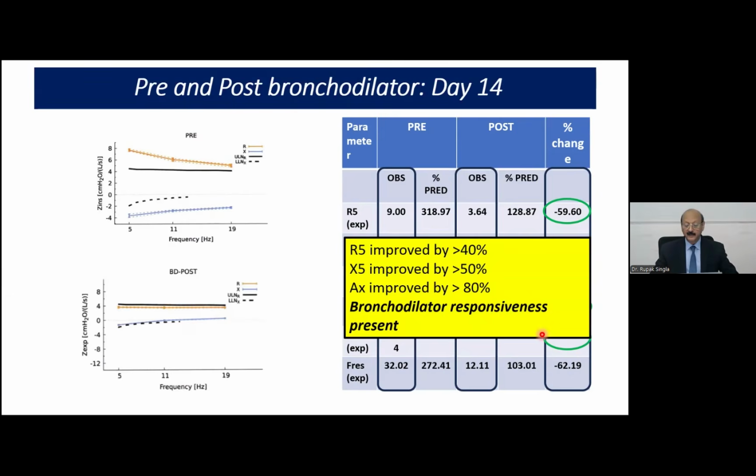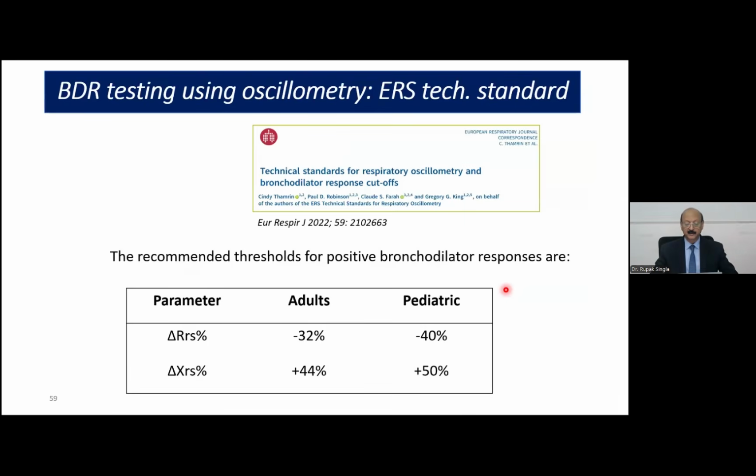And conventionally, it is said that when R5 improves by 40%, X5 improves by 50%, and AX improves by more than 80%, then we say bronchodilator responsiveness is present. And a recent article in the European Respiratory Journal has defined that a minus 32%, that is a reduction in resistance by 32%, or an increase in the reactance by 44% change, indicates that bronchodilator reversibility, or bronchodilator response, is present.